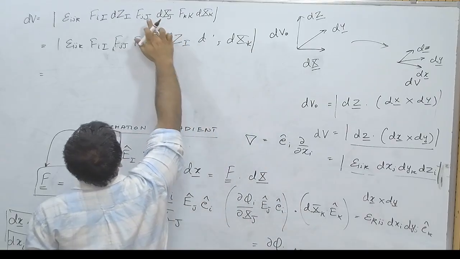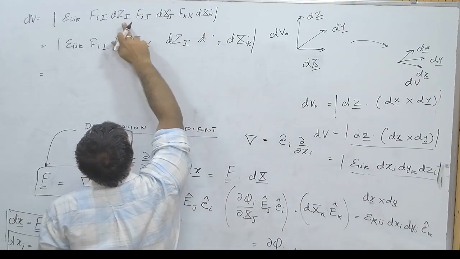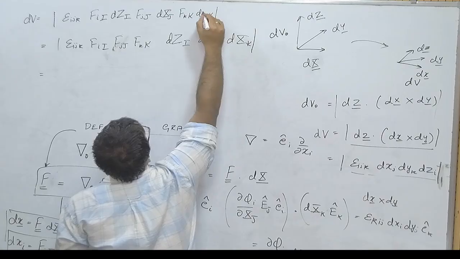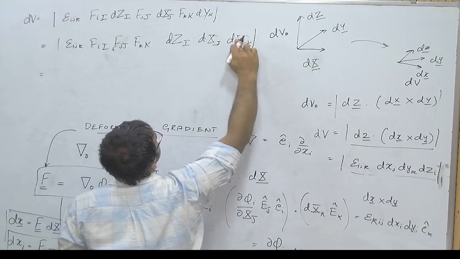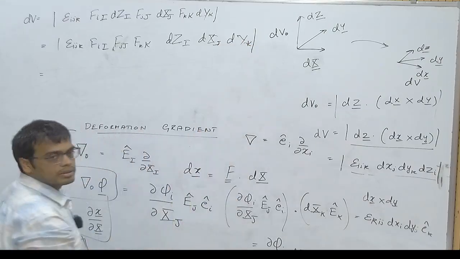So here I think I made a mistake. This should be dyk. This should be dxj dyk.